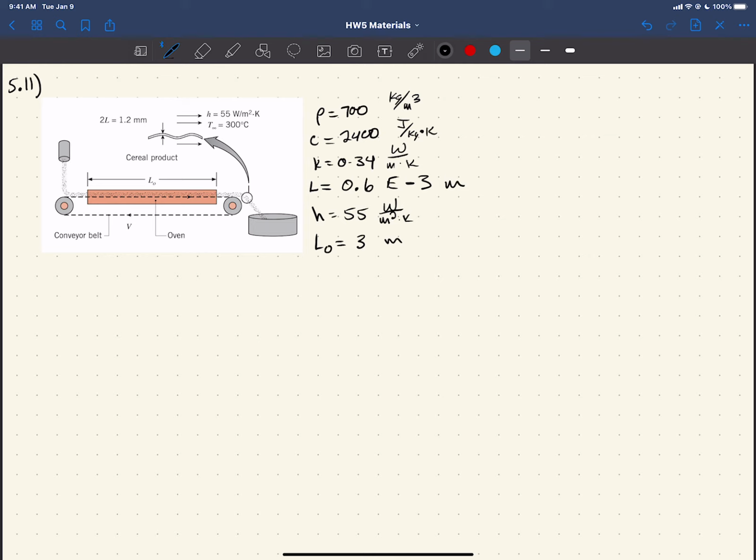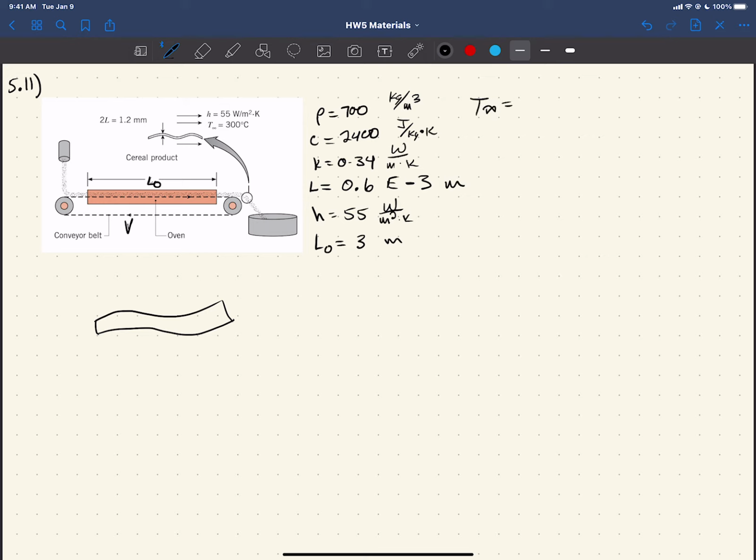Okay. So we have these cereal flakes, these skinny things, right? A bunch of them are going on a conveyor, and this conveyor goes through an oven. It's got a length L naught that we're given, and we want to find the velocity of the conveyor that's going to allow us to actually cook them.